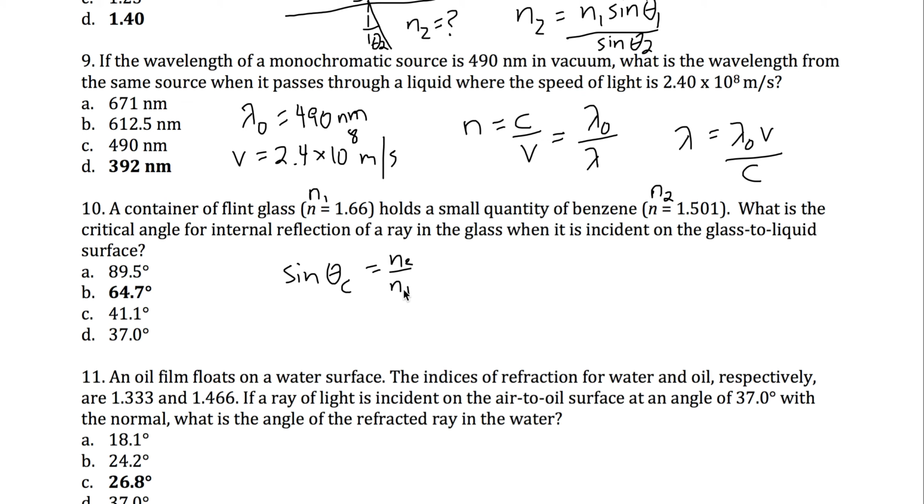Always make sure that N1 is greater than N2. If you end up putting it backwards by mistake, you won't be able to take the inverse sine anyway, but it's very important that it goes from high to low, otherwise total internal reflection is not possible. So you solve for the critical angle by taking the inverse sine of N2 over N1. Make sure your calculator is in degree mode, and you should get 64.7.